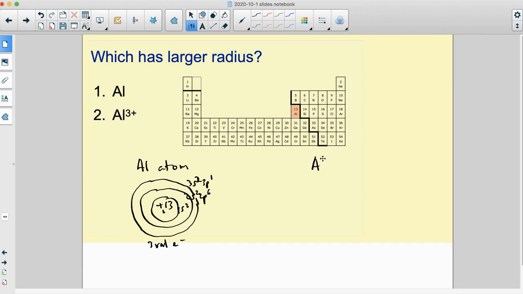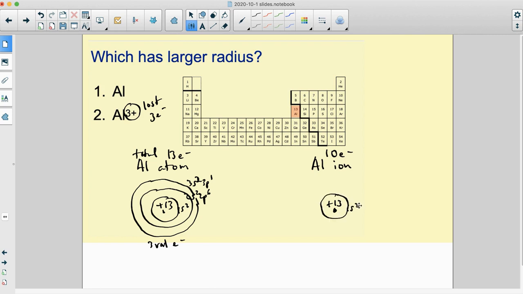What about our aluminum ion? This plus 3 means it has lost 3 electrons. Over here, we had a total of 13 electrons. If it loses 3 electrons, it only has 10 electrons. So in the center, the nucleus has a plus 13 nucleus.